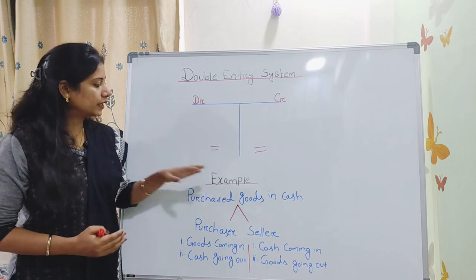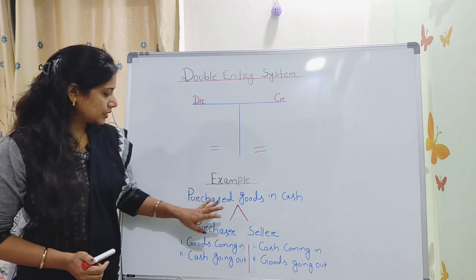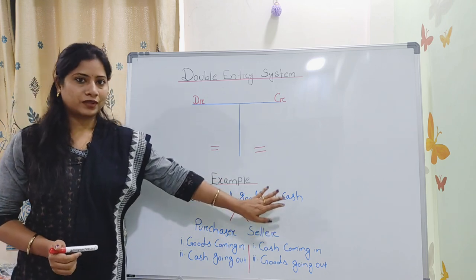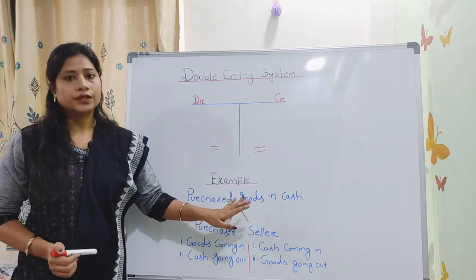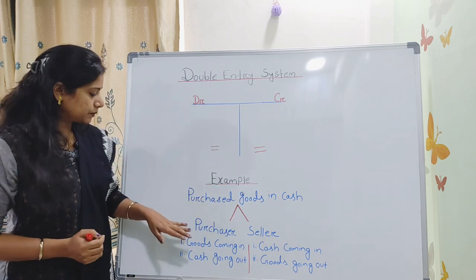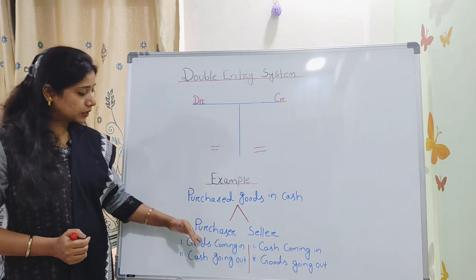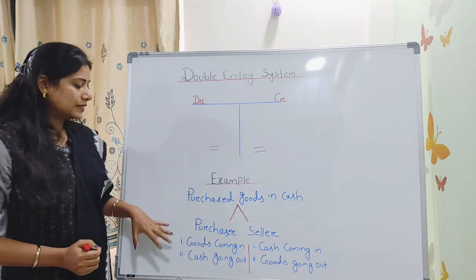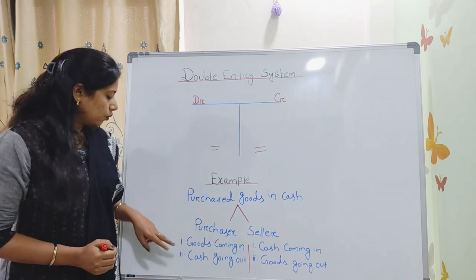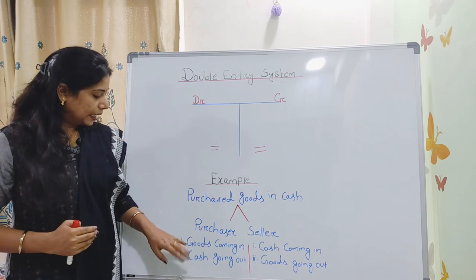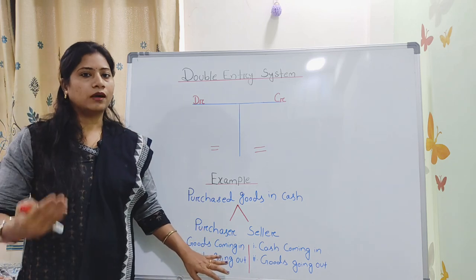So let's see one example. Purchased goods in cash. In this transaction two parties are there. One is purchaser, another is seller. So in the books of the purchaser, this transaction has two effects. One is goods coming in and another is cash going out.